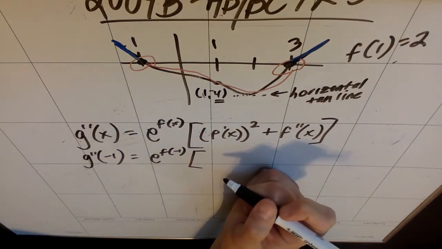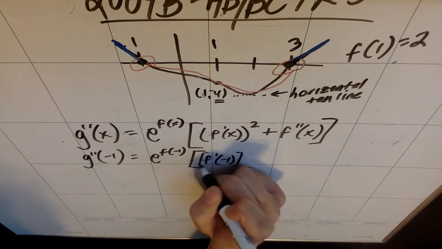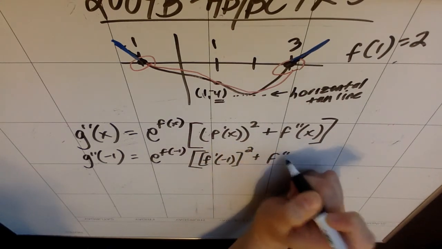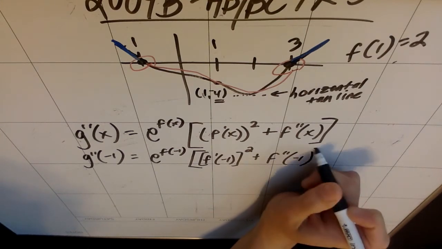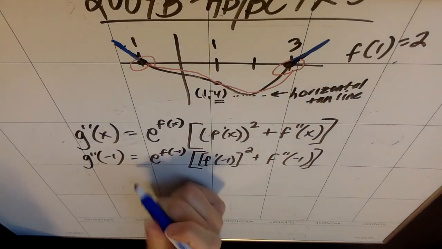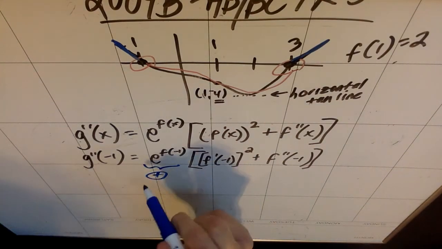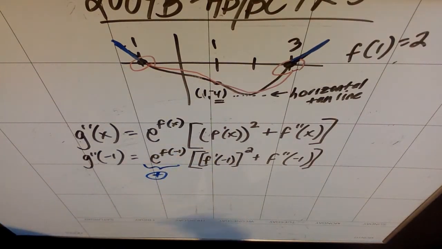And then we have f prime of -1 whole quantity squared plus whatever f double prime of -1 is. Cool. Okay, so all we're asked is: is this positive, negative, or 0? We just care about the sign. First thing we know is that this guy is positive, for the same reason that we discussed before: e to the stuff is always positive. It's not 0, it's not negative, e to the stuff is positive.